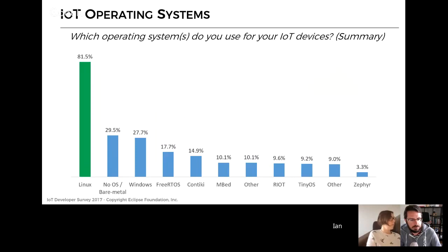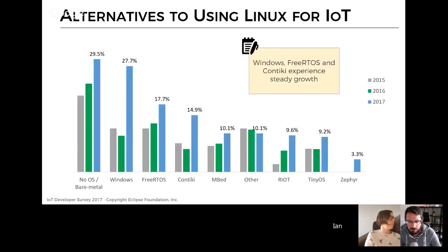This is very consistent with previous years. Linux is the dominant operating system out there, so it's no change there. But what I want to do is look at a number of really interesting operating systems that are being developed for IoT. If you take Linux out and look at the trending of all the other operating systems, there are some interesting trends going on.